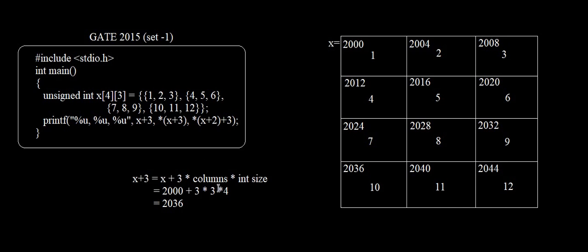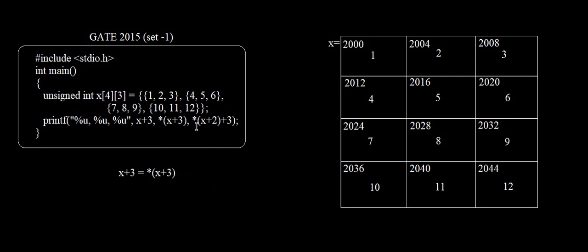into integer size. See, the number of columns is equal to 3 in this question. See here, 3. Okay, and the integer size given here is 4 bytes. So 4 into 3 into 3 gives you 36, and placing it here you get 2036. Let's check out the value of star x plus 3. It is equivalent to x plus 3 because it is a 2D matrix, and in order to fetch a value from the cell you need 2 stars to point out the value. The value for this problem is 2036.